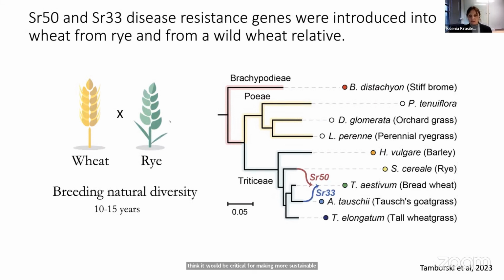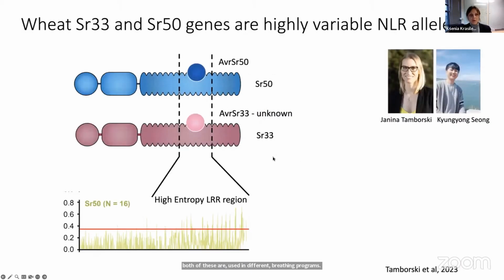Now, one of the case studies that we've used here is in wheat, and modern wheat that's grown. It utilizes 2 disease-resistance genes that have been introgressed. One of them comes from rye. Another one comes from Aegilops tauschii, a wild relative of wheat. And both of these are used in different breeding programs. Now, we've shown that these 2 genes that are really different from each other and belong to different homology groups, they're both those highly variable NLRs.